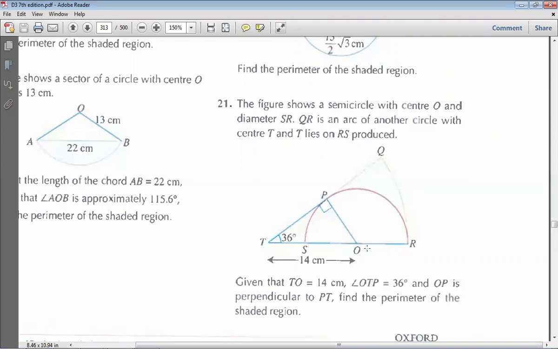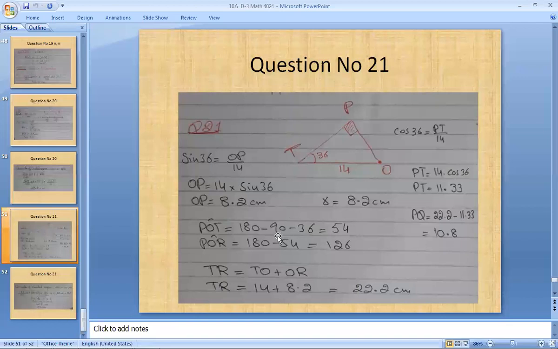So once I know this radius, I can tell how much is the whole thing. This is 14, this is 8.2, because this is the radius of the semicircle. So this whole thing will become 22.2. This will also be 8.2, this is also 8.2. So the radius here of that semicircle is 8.2 centimeters.